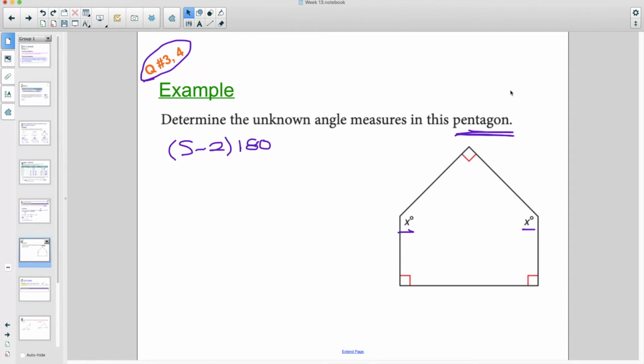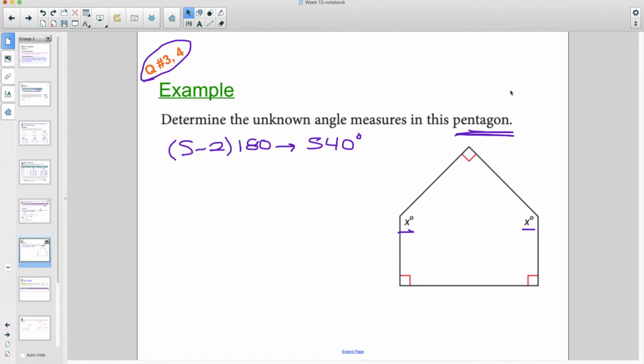180. So that's 3 times 180. The total for our pentagon is 540. And that should match what we wrote in our table before. So that's the total. So now we need to set up an equation. We know all 5 of those together will equal 540.